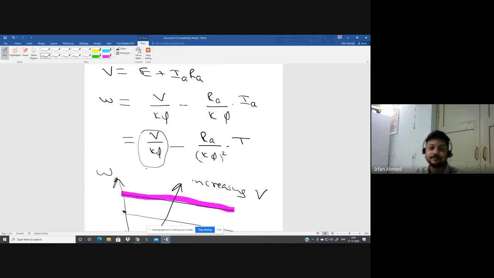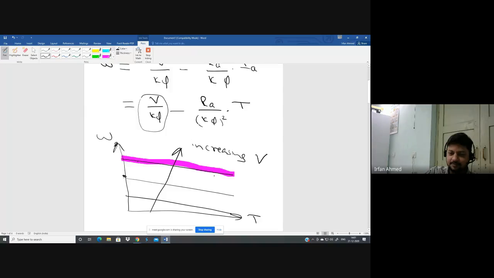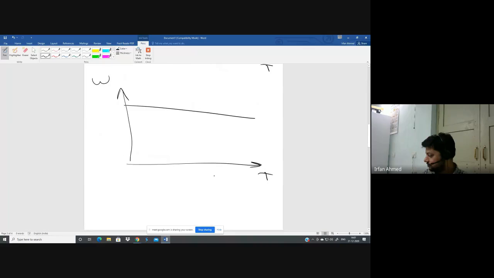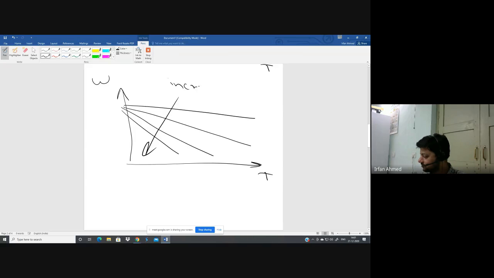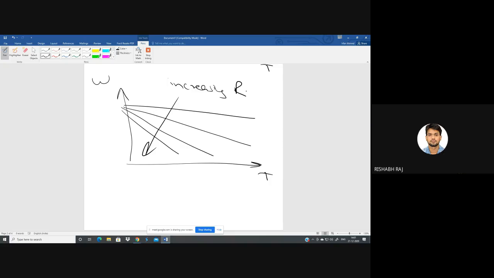So where were we? If you change the armature resistance, there is no change in the no load speed. However, as you go on increasing the armature resistance, this slope is going to keep on increasing. This is the characteristic with increasing R. Is this clear? Yes, sir.